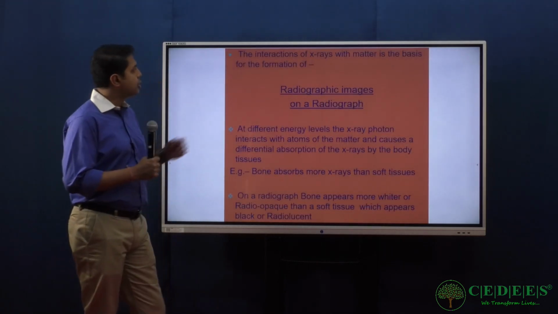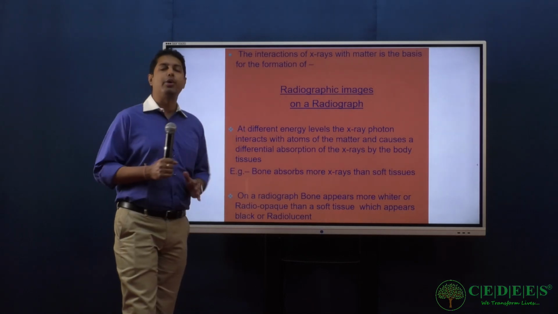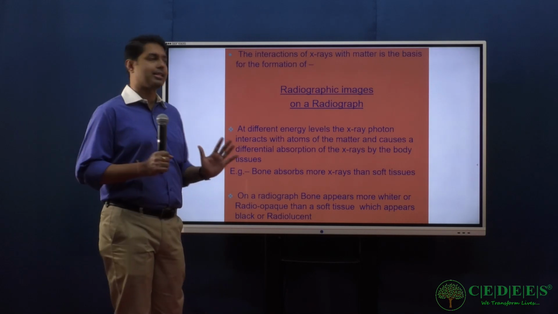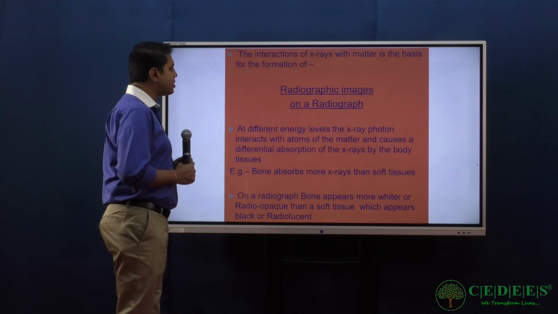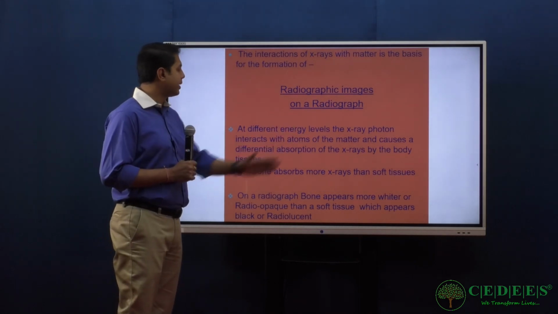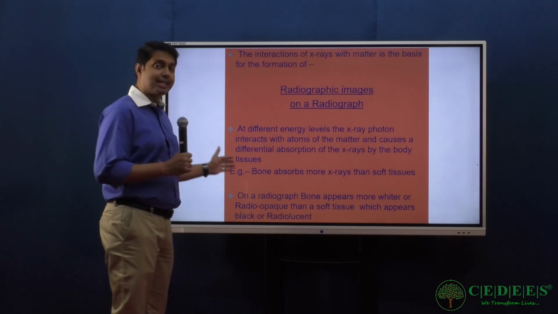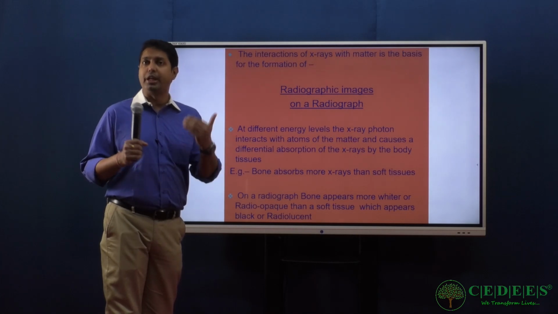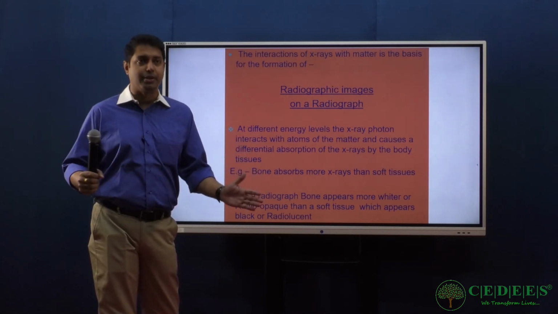Next, the interaction of X-rays with matter forms the basis of the radiographic image on the radiograph. This we have already been discussing so far. At different energy levels, the X-ray photon interacts with atoms of the matter and causes a differential absorption of X-rays by the body tissues. What do you mean by differential absorption? Based on the density of the tissue, the kind of interaction, absorption and scattering will be different.